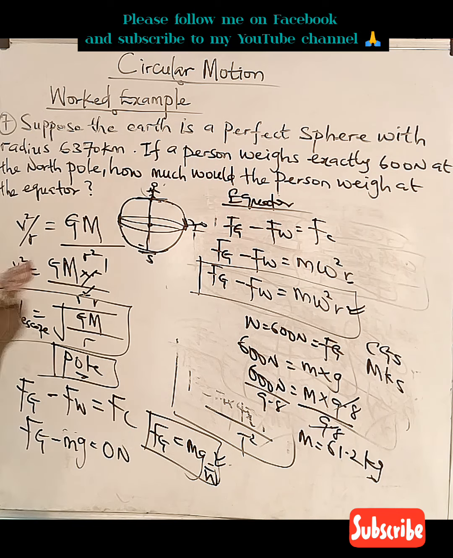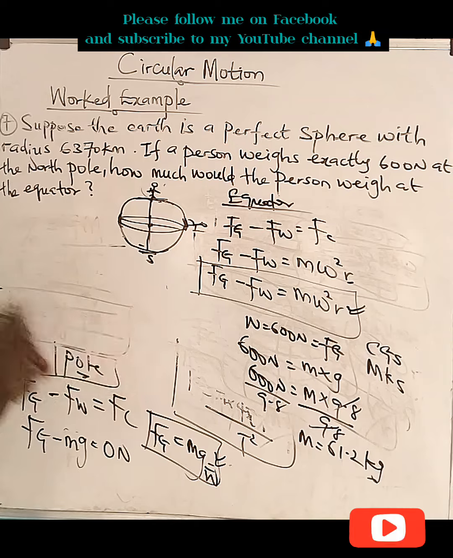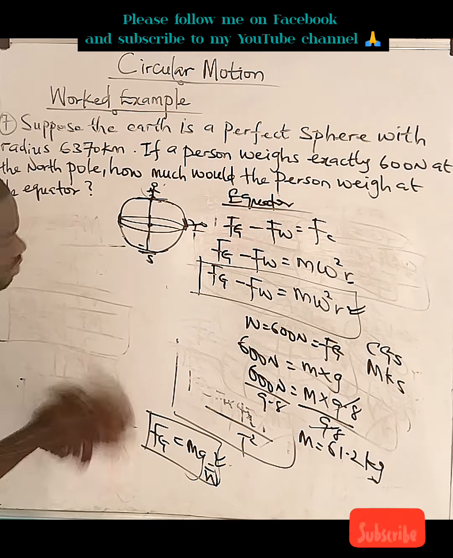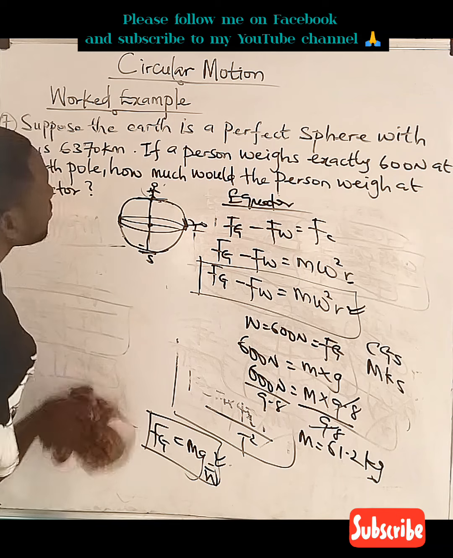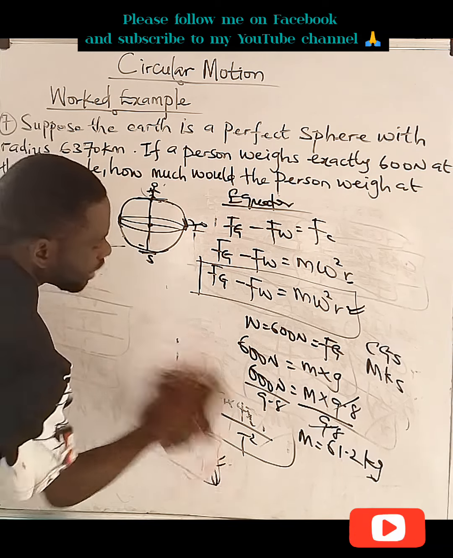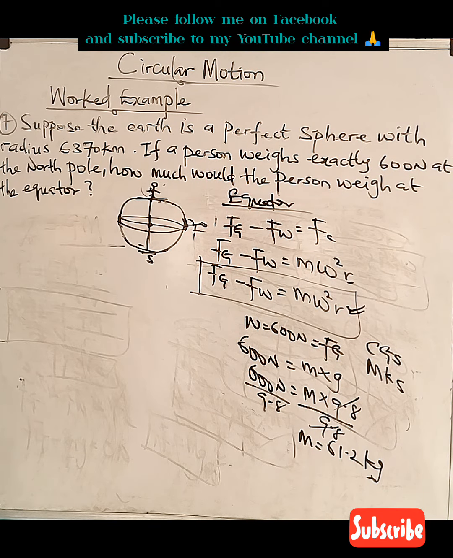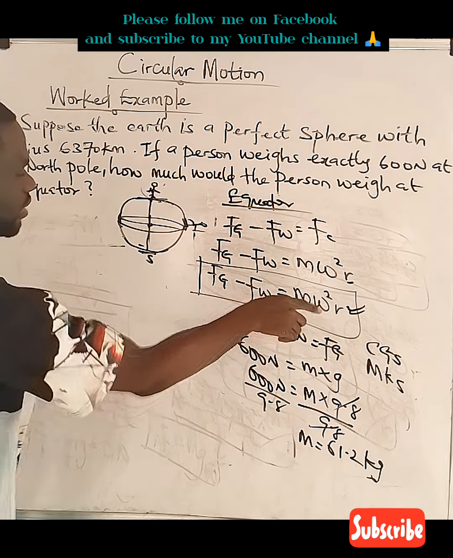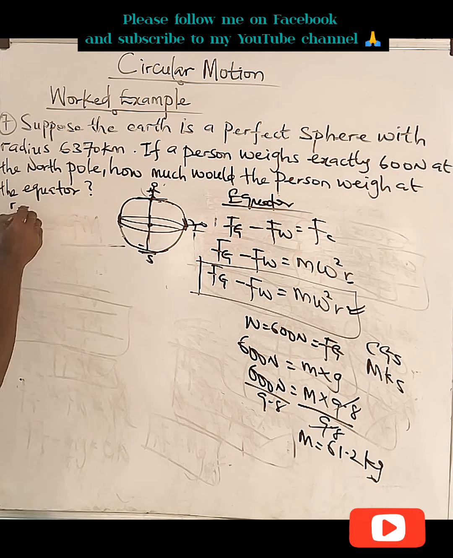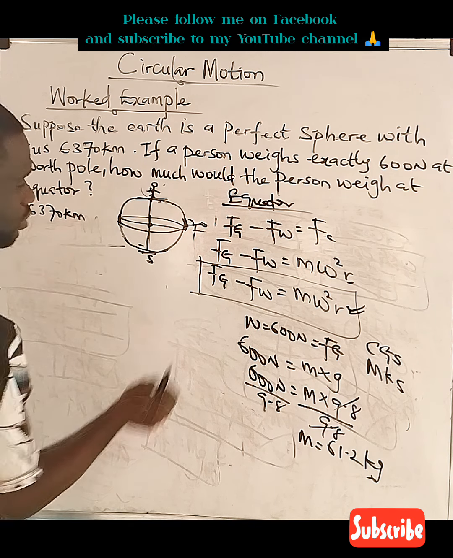So quickly, let me bring it down here and make some room. I'm trying to get what the person will weigh at the equator. The person weighs 600 Newton at the pole, so we're trying to get what the person will weigh at the very equator. Now look at the force of gravity minus weight equals this. The radius is simply the distance, 6,370 kilometers. We know that.